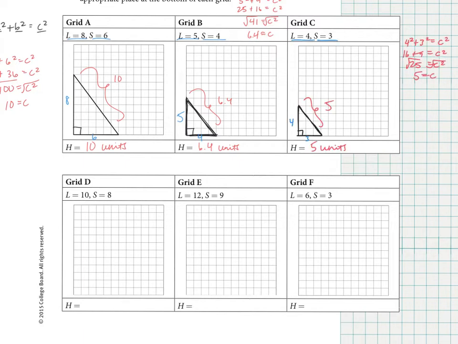All right, let's start going over these. So let's look at grid C. You can easily see this is a Pythagorean triplet because we get 3, 4, 5, and we should have 5 as the length of our hypotenuse.